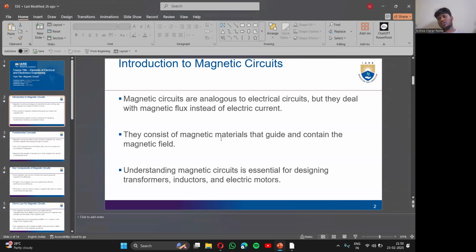These magnetic circuits channel the magnetic flux instead of the electric current which generally passes through the wires itself. They are made of magnetic materials which contain the magnetic field. These are not used to channel electricity, but instead to channel the magnetic flux or magnetic energy. Understanding them is essential for designing different sorts of circuits, such as transformers, inductors, and electrical motors.